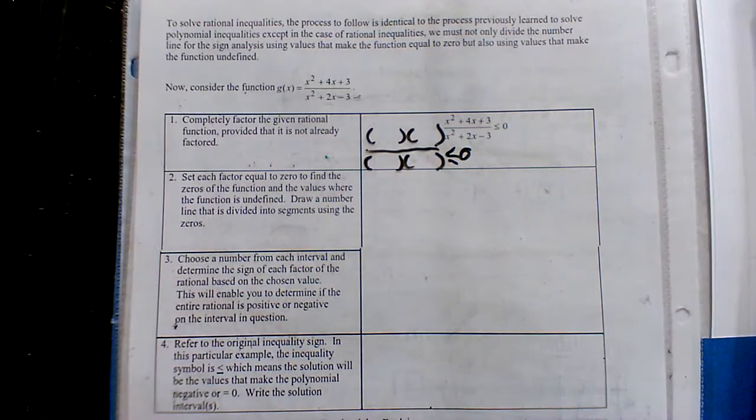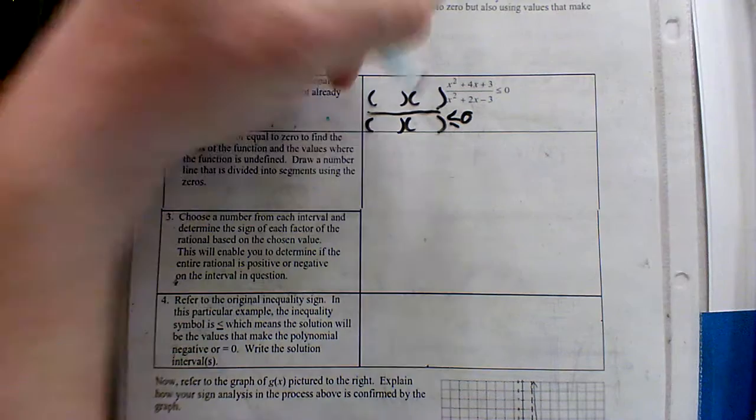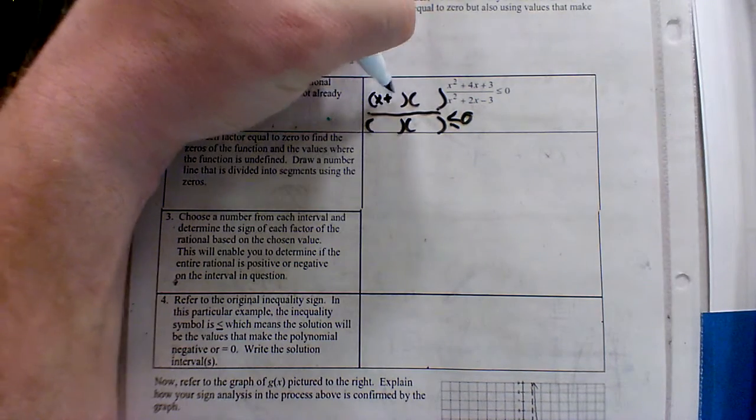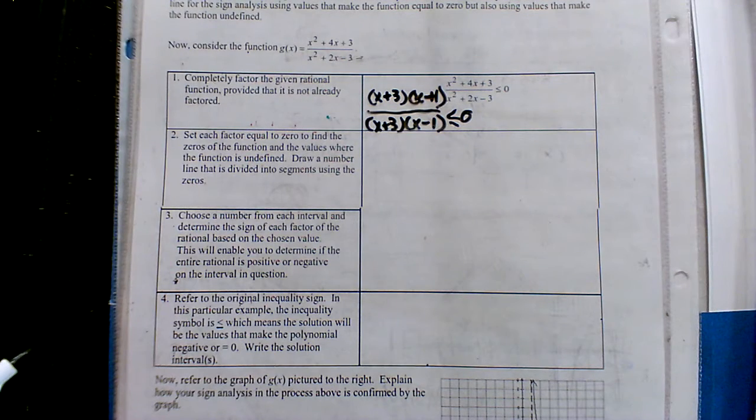What do we think the top's going to factor to? What do we think the bottom's going to factor to? Or is this the same one that actually we used on the first page? I think it is, isn't it? All right, so let's use the factors from the front of the page. x plus 3, x plus 1, x plus 3, x minus 1. So that's step 1, completely factor what you're given. Step 1's not too bad.